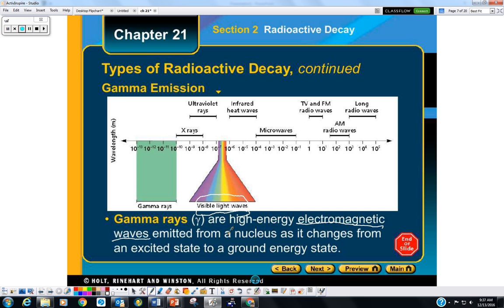Yes, ma'am. So whenever a gamma emission occurs, we see a visible flash of light. All right. So gamma rays are high energy electromagnetic waves emitted from the nucleus as it changes from an excited state to a ground energy state. So basically, we see that flash of light and all of that. And let me write down an example of this one for you, just so you can kind of see it.